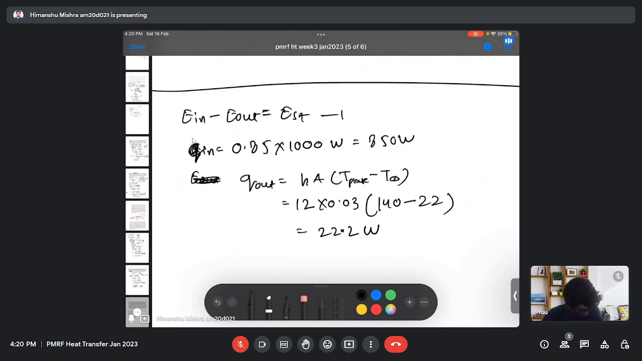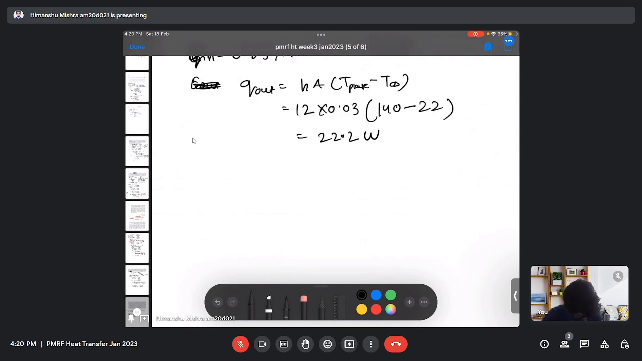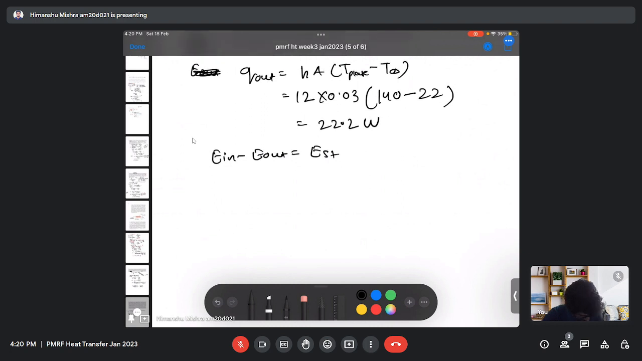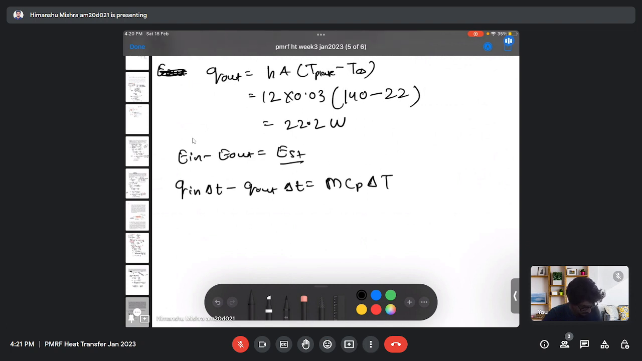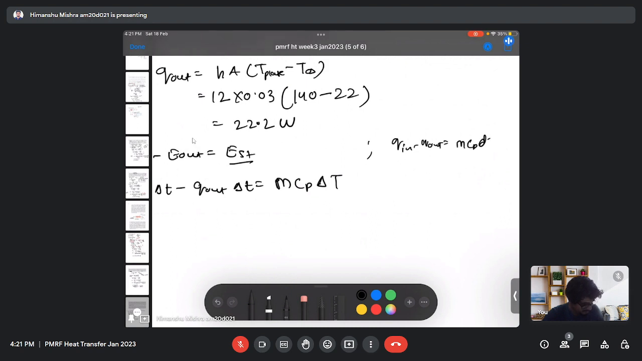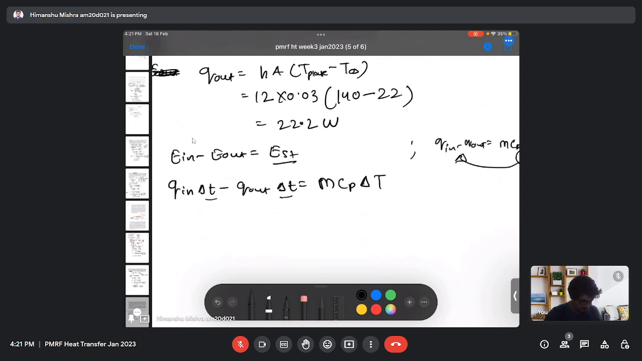So now we will use the governing equation. So the governing equation we can write is Q in times change in time, Q out times change in time, and the energy storage is just mCp delta T. So basically it is Q in minus Q out is equal to mCp dT by dt. So I just put delta t here, and I just write the time in terms of a time difference.